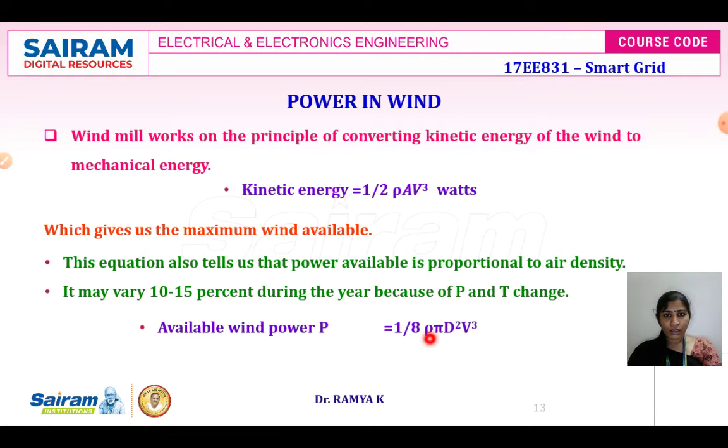Here rho is nothing but your air density. The power is directly proportional to the air density, and it also tells that it is going to give a maximum amount of average wind power when the air density is more.